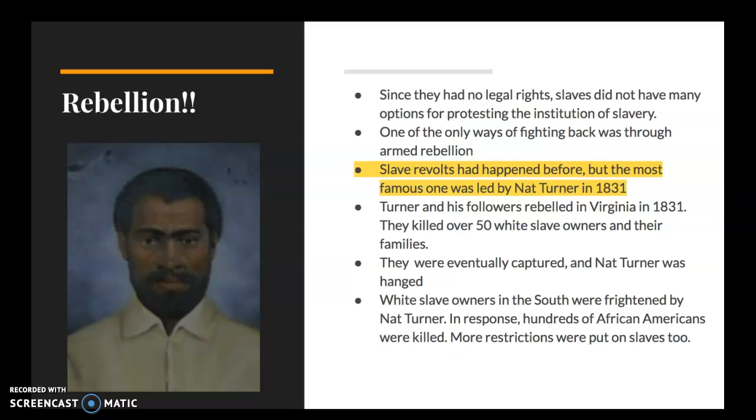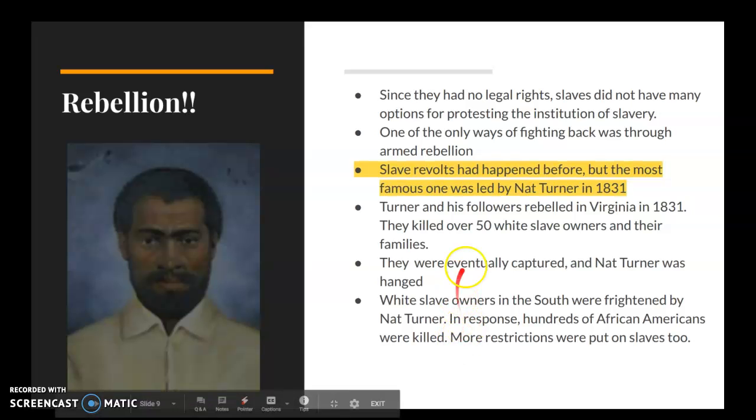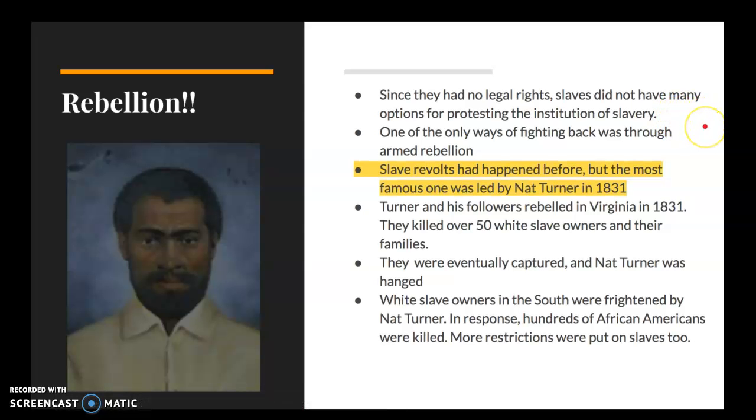You might ask, didn't the slaves ever try to rise up against their slave owners? Well, yes, they did. Good question. I'm glad you asked. Since they had no legal rights, slaves didn't have many options for protesting the institution of slavery. One of the only ways of fighting back was through armed rebellion. There had been slave revolts in the past, but the most famous, or infamous, or most notable one, maybe, was led by a man named Nat Turner in 1831. It took place in Virginia. Turner and a bunch of his followers rebelled, and they killed over 50 white slave owners and their families. They were eventually captured, and Nat Turner was hanged.